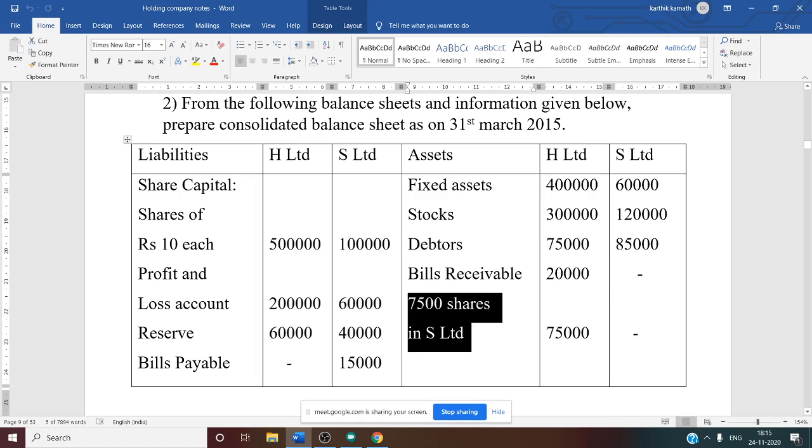Why majority? Because if one company holds more than 50% of the share capital, then that company becomes a holding company. Holding company is equal to majority shareholder. The majority shareholder's interest is known as majority interest. So here 7,500 is the majority.